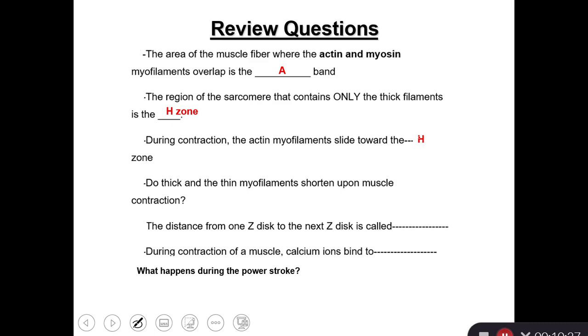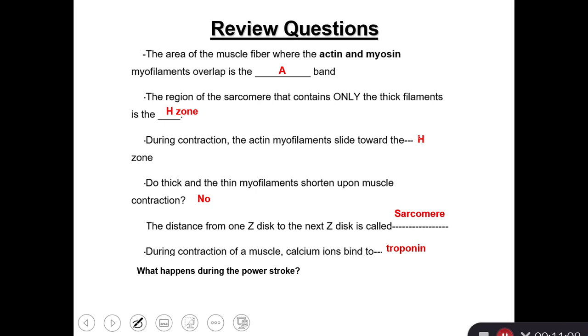Do thick and thin myofilaments themselves shorten upon muscle contraction? They do not. What happens is that only actin moves to the center, but it does not shorten itself. What do we call the distance from a Z disc to another Z disc? This is the sarcomere found in the myofibrils. During contraction of a muscle, calcium ions bind to what protein? They bind to troponin. So tropomyosin moves away, and now actin is exposed.